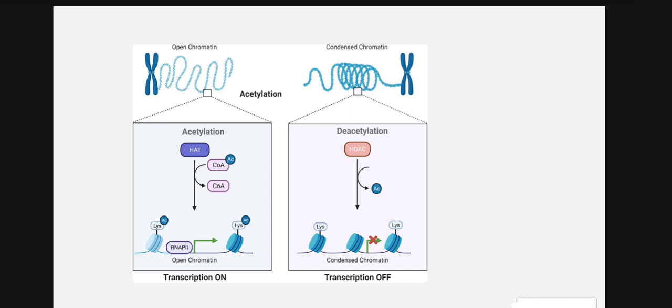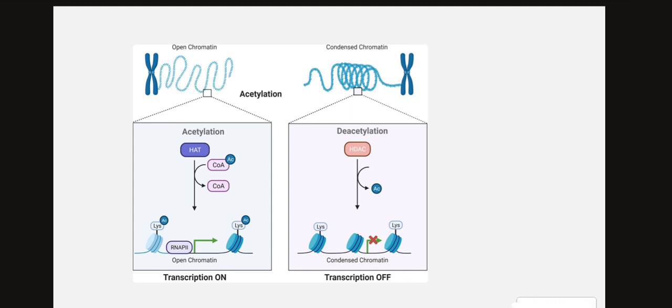This acetyl group can be removed from the lysine amino acid by histone deacetylase enzyme, thereby again condensing the chromosome, and transcription won't occur.